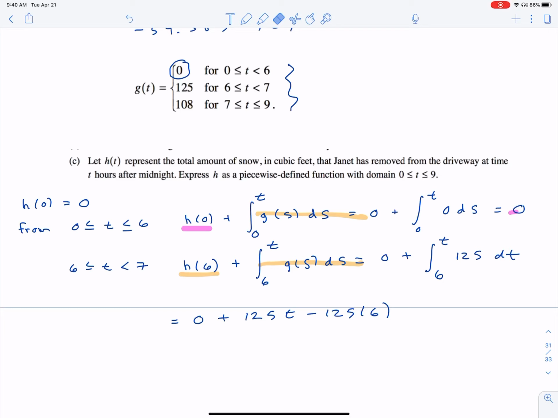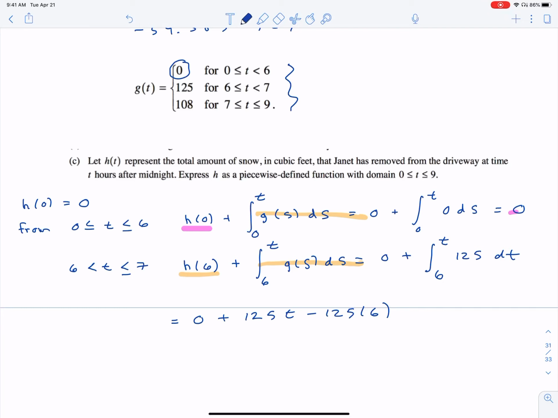Next, for this one, I'm going to do this, and here's why. The 6 has already been taken care of above. We already know at time 6, so we can't have them both. When I want to evaluate how much snow has fallen at time 6, I'm going to use the first one. The second one, I'm no longer going to use anymore. So that's why I'm saying greater than 6. And I'm just going to stick to that theme that it ends at 7.